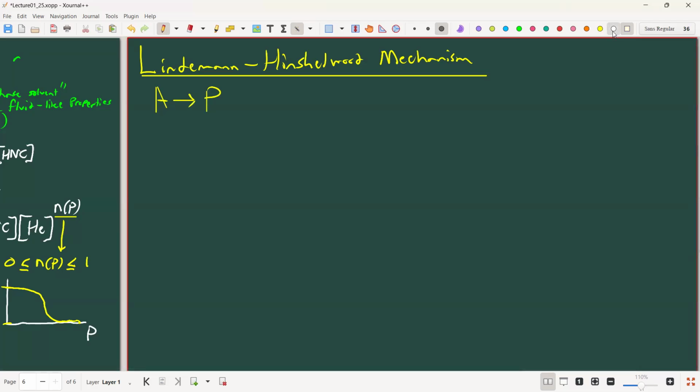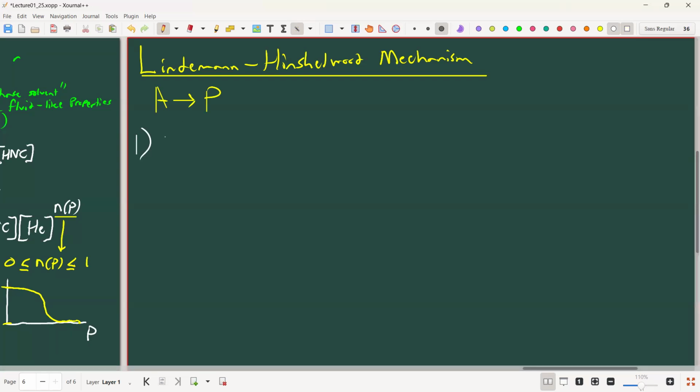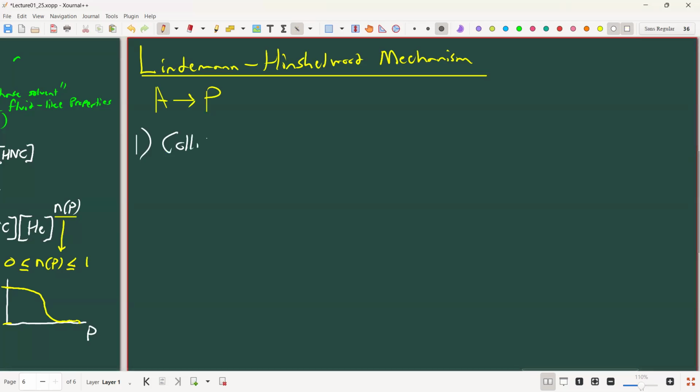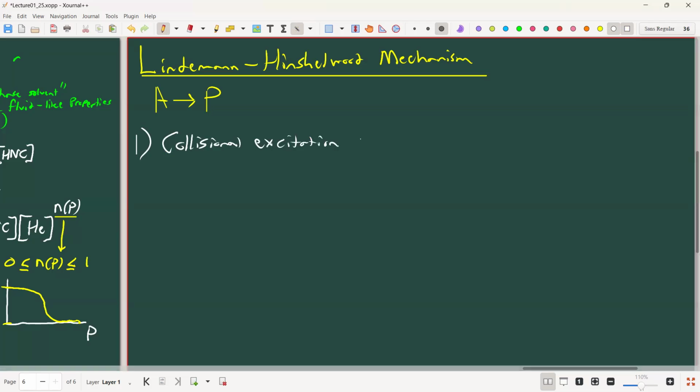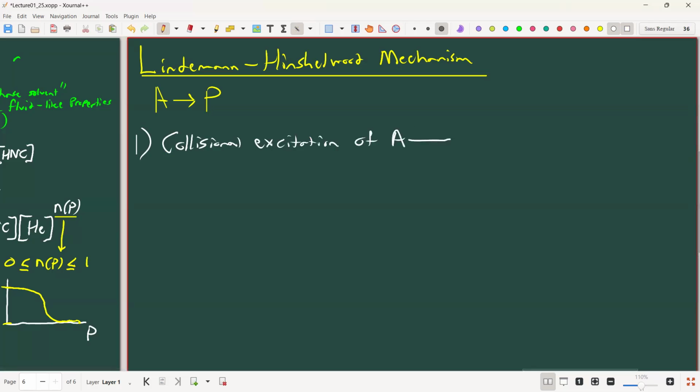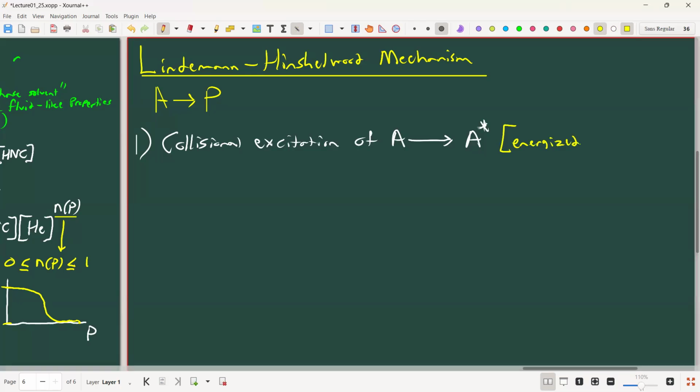All right, and so here's what the Lindemann-Hinshelwood mechanism is. It's a couple of different steps. The first step is collisional excitation of A to some energized form of A. So we've got a cold molecule of A just hanging out, and it's going to hit something, maybe a wall, maybe another molecule, and it's going to energize itself. Okay, so this requires two bodies, right?